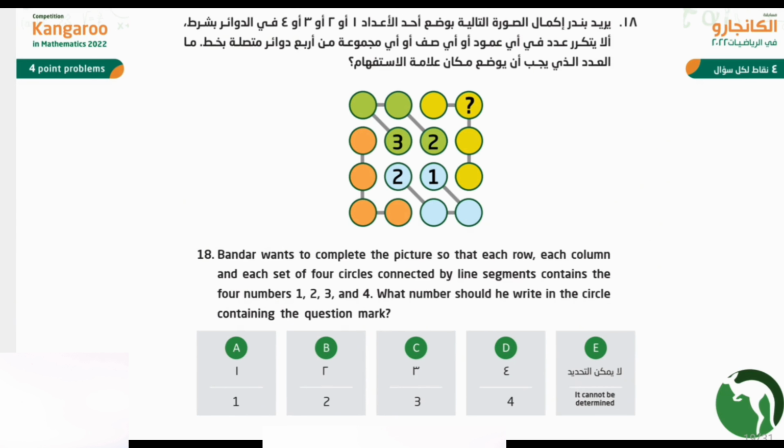In question number 18, Bender wants to complete the picture so that each row, each column, and each set of four circles connected by line segments contains the four numbers 1, 2, 3, and 4.